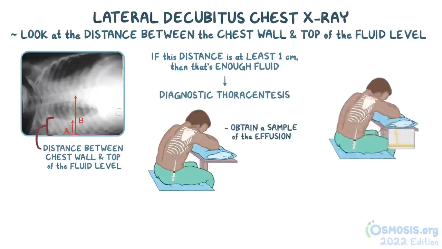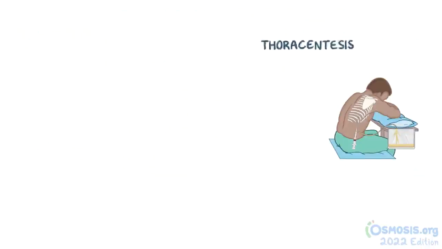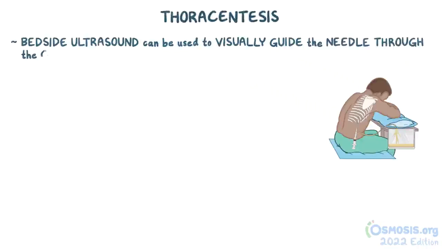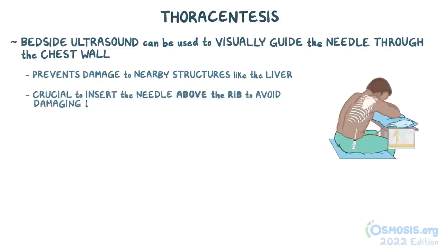This is different from a therapeutic thoracentesis, which is aspirating at least 1 liter of pleural fluid, providing symptomatic relief from massive effusions causing shortness of breath. The bedside ultrasound can be used to visually guide the needle through the chest wall, which prevents damage to nearby structures like the liver. Also, it's crucial to insert the needle above the rib to avoid damaging the intercostal vein, artery, and nerve, the VAN that runs at the inferior edge of the rib.